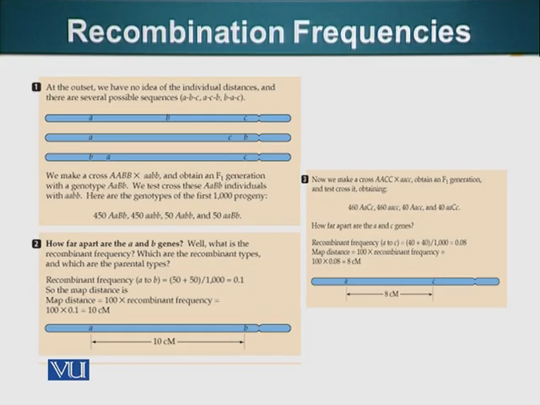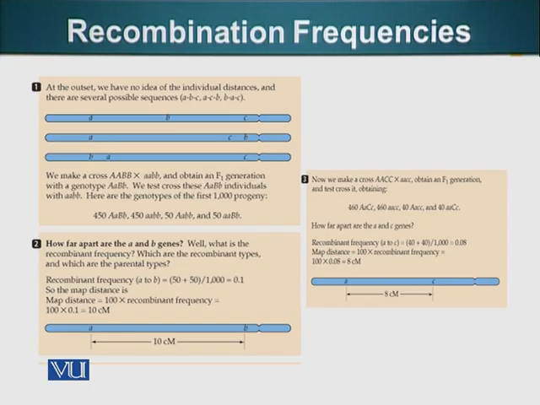Next, we do an experiment looking at recombination frequencies between A and C. Here's the cross. These are the parents. We do this cross and we get the following data. We have 460 capital A, capital C, small c, and the other parent type, 460 small a, small c, small c. Here we get 40 recombinants of capital A, small c, and 40 recombinants of small a, capital C, small c.